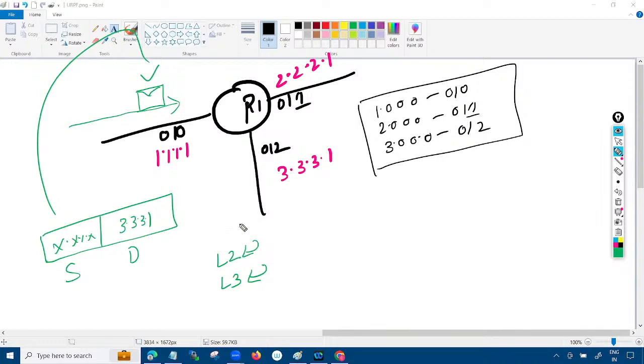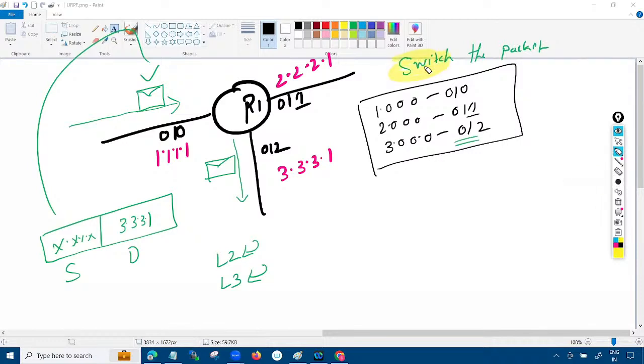And based on that, it will switch the packet. Listen to my words. It will switch the packet from one interface to another interface. So according to the routing table, if there is any packet for 3.3.3.1, I need to switch the packet on which interface? 0/2. So router 1 will forward the packet to 0/2. Now understand this concept. I just used the words switch the packet.